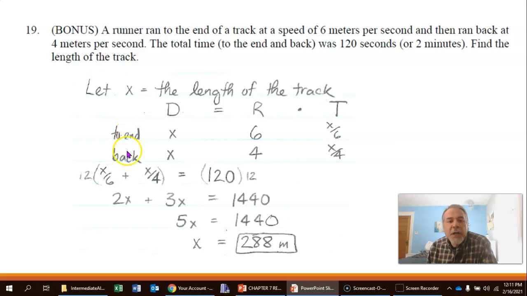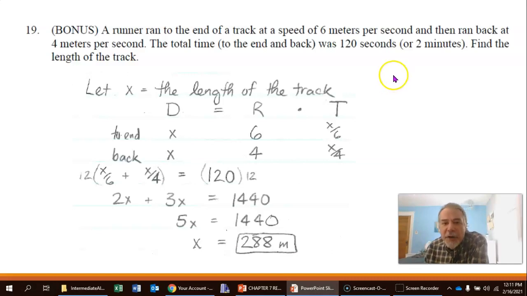So here, instead of two separate cars, we have one runner making two separate trips. Like the first trip is going to the end of the track, and then the second trip is coming back to the beginning. So I've set up my little table with those two trips to the end of the track and back, and I've labeled my columns for distance equals rate times time.